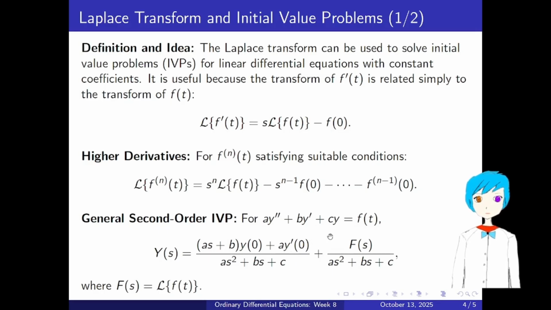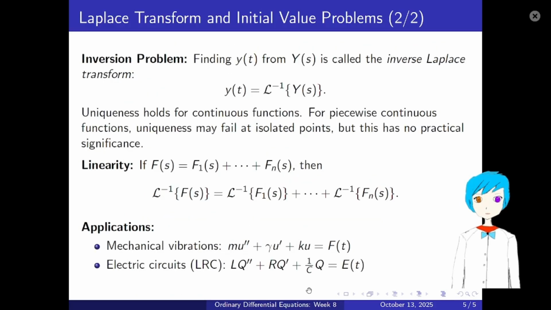If we have a second order differential equation, we apply the Laplace transform. This is the Laplace transform for y, while capital F is the Laplace transform for the right-hand side. So that means if we invert this Laplace transform, we may be able to get the original y of t. You can see that by applying the Laplace transform, we convert the differential equation into an algebraic equation.